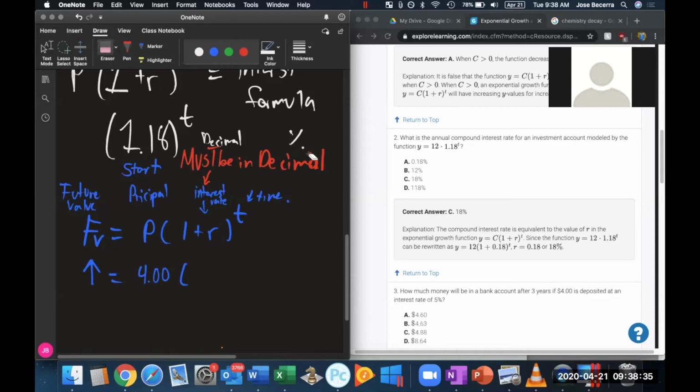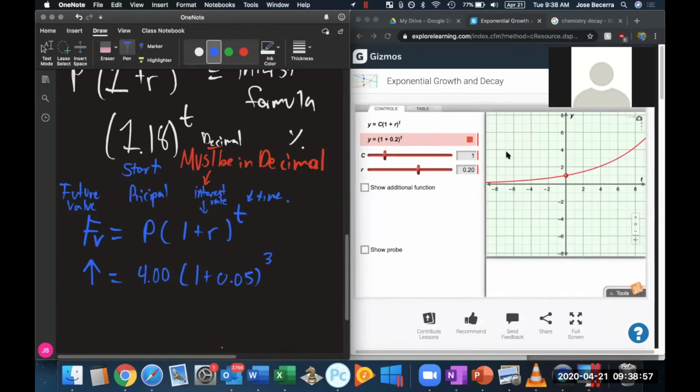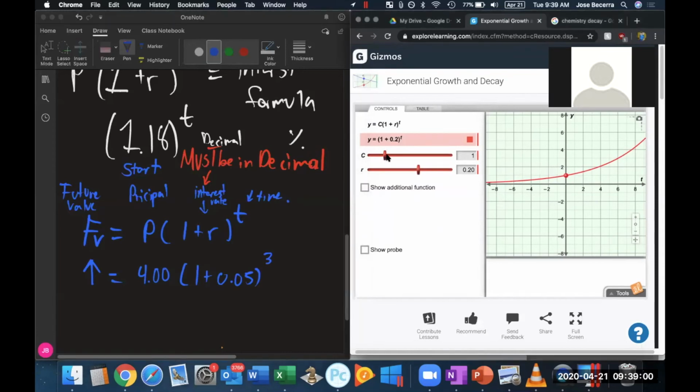So it has to be in decimal form. Can I put 5% there? No, it's 0.05. Good job. So it's 1 plus 0.05 raised to the t power. How much time are we doing this for? 3 years. Okay, so actually, I can do this on my formula on this graph right here. My C is going to be my initial value, which is 4. My R is going to be 0.05. And look at what we have.